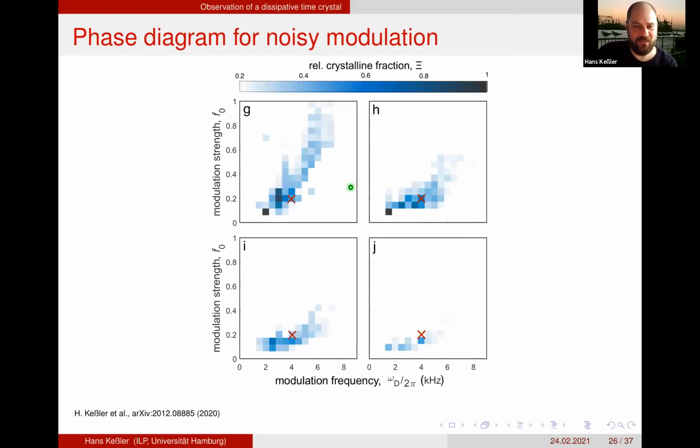So I promised you to show you what happens with the full phase diagram if we add noise. The x-axis is again driving frequency, the y-axis is driving strength, and this phase diagram is the same as you saw already before. If we add a little bit of noise, it gets deformed, but we still have some nice area where we see stable period doubling. If we go to intermediate noise, this area shrinks, but it's still present. For a stronger noise, there's almost nothing left. And if we go even further, it would be just white. So it is to some extent robust against noise, but there are limits of the system.